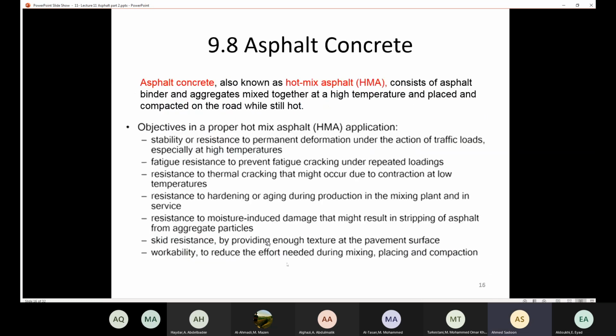So we learned how to choose the asphalt binder using the performance grading, the PG system. So in the PG system, you need to know the maximum and the minimum values. Also, you need to know the mean value and the standard deviation. You need to know the probability. And if you know the probability, then you are going to use statistical models. You need to know the value of Z and so on.